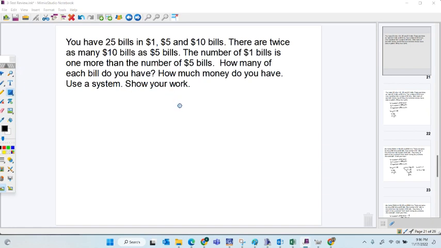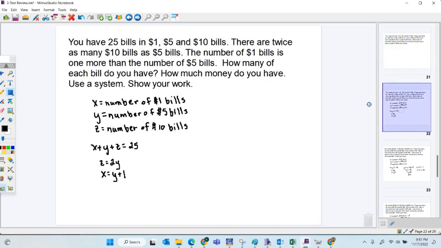So on your test, you can label your variables and then write a system. You have to do that part. Once you have the system, you can either solve it by substitution, elimination, or matrices. I guess you could graph as well, but that's the hardest way, so I don't expect to see any graphs.